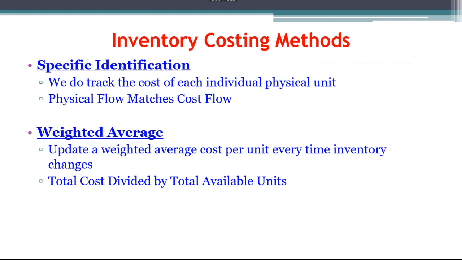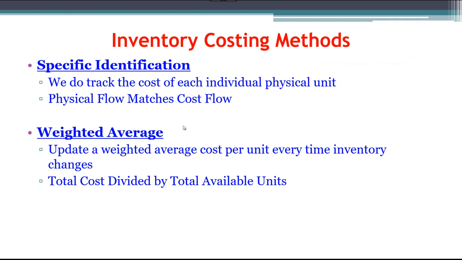Specific identification is when we have some way of tracking the exact costs that went with that exact physical unit. Maybe they're really different products. They have identification numbers, whatever the case may be. With this method, physical flow, just by its nature, matches the cost flow.